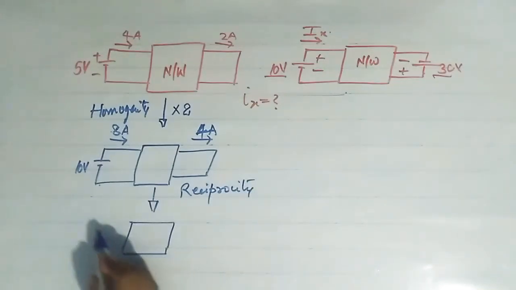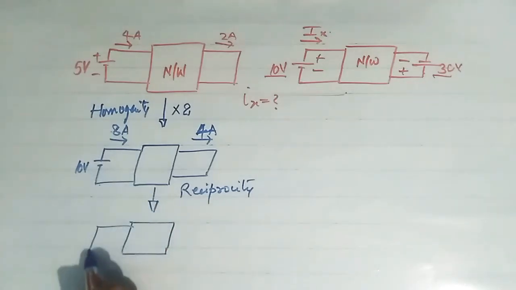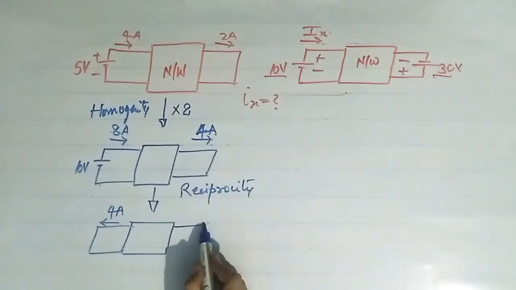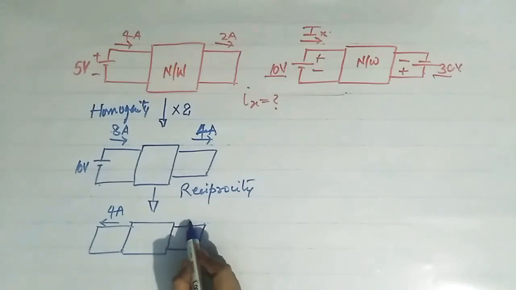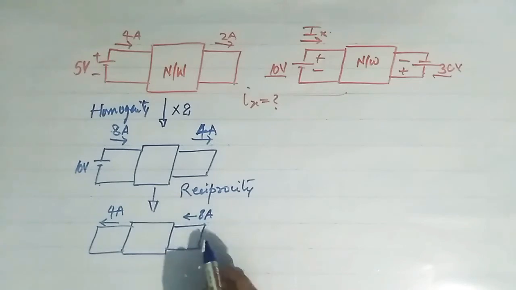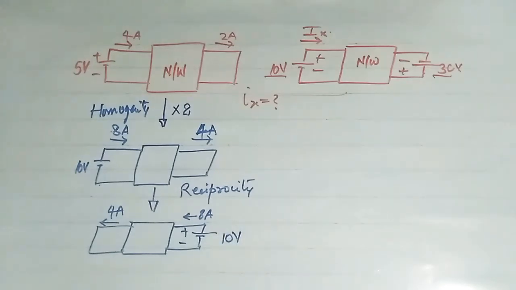So when we apply reciprocity, this will become 4 ampere, this current will transfer here, and this will become 8 ampere, and this voltage source will come here, that is equal to 10 volt. Now we get this by applying the principle of reciprocity. Now we apply the principle of homogeneity again.